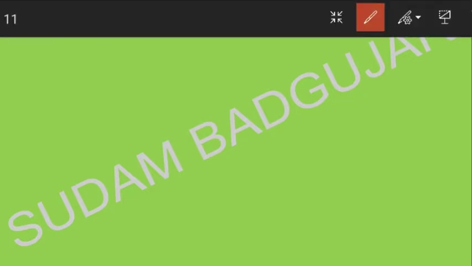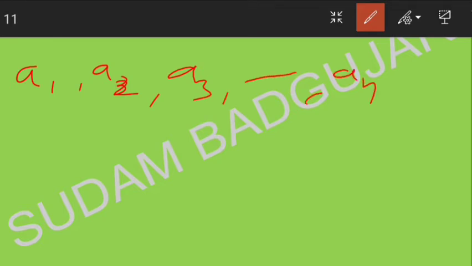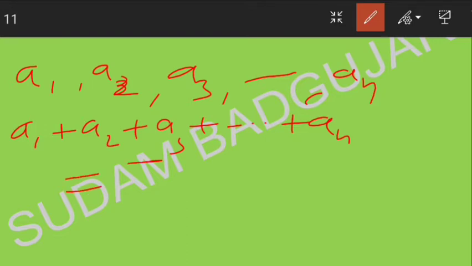See here, a1, a2, a3, a4, up to an. These are the n terms of a GP. Then their addition, a1 plus a2 plus a3 plus a4 plus up to an, meaning the sum of first n terms, is also denoted by summation of r goes from 1 to n.